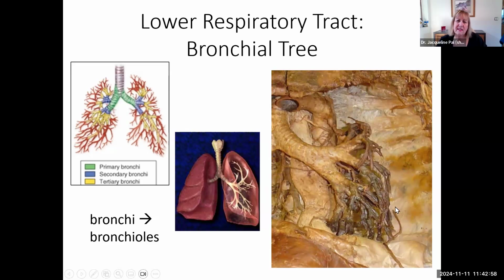And you can kind of see this in this picture because the bronchi are nice and firm, but the bronchioles just kind of collapse down on themselves. Okay. So it's called the bronchial tree because if you turn it upside down, it would look like the branching of a tree, where the trachea would be the trunk.